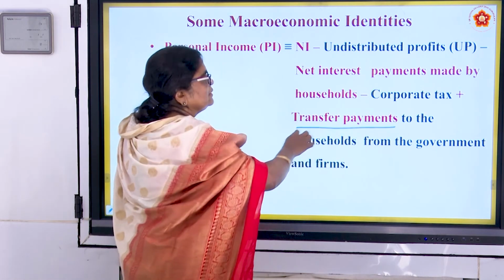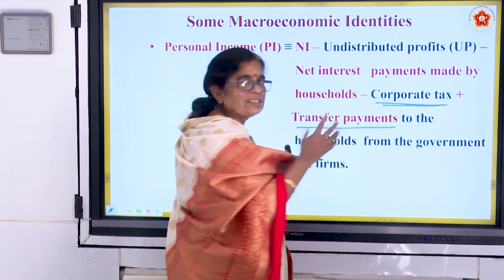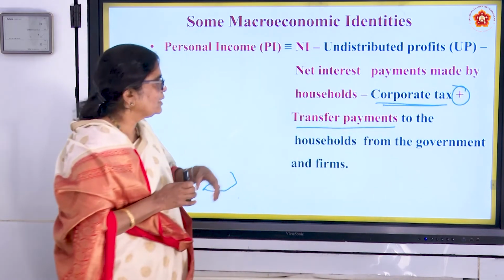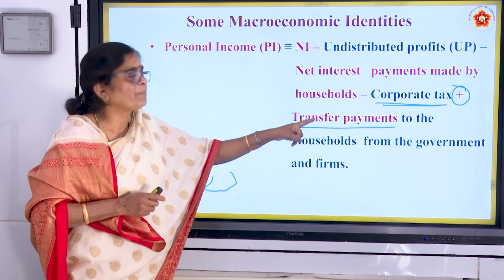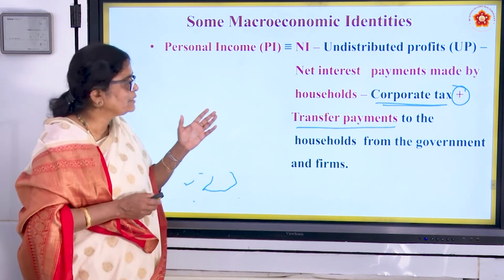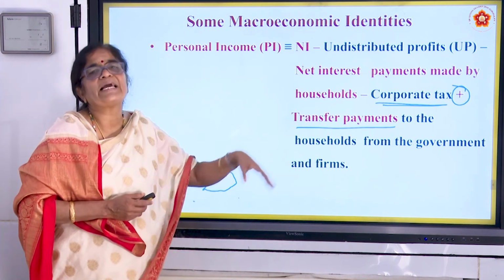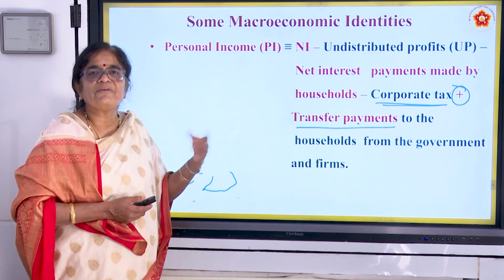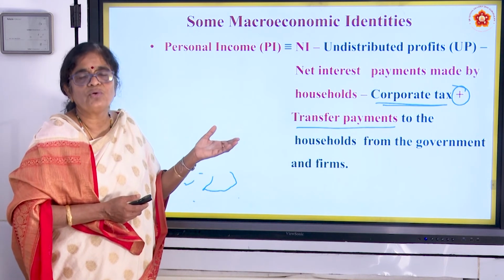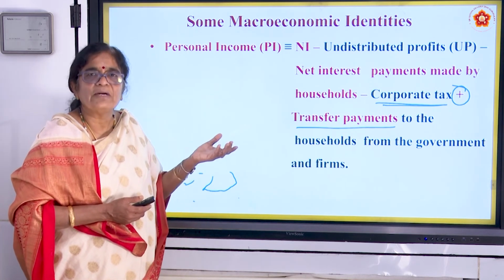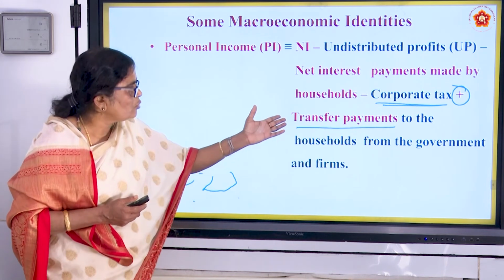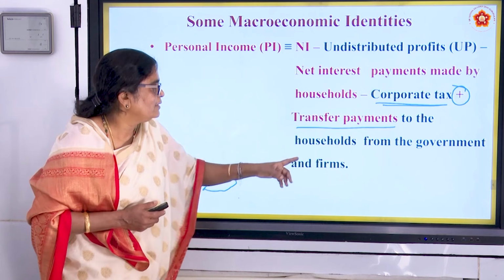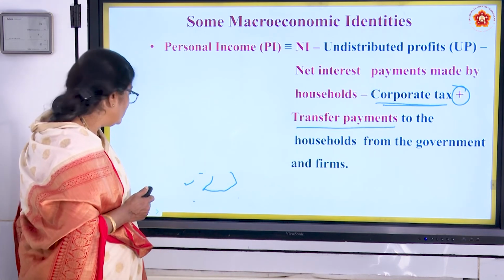Here you can see corporate tax we are also deducting because it doesn't go to the household. And here the only factor we are adding is transfer payment. What is transfer payment? Transfer payment is a one-way payment. It is not necessary to pay it back. It is given in the form of pension, scholarships, gift or grant to the household by the government or other firms as assistance. It is called transfer payment. It is received by the personal household. Therefore, it is added.